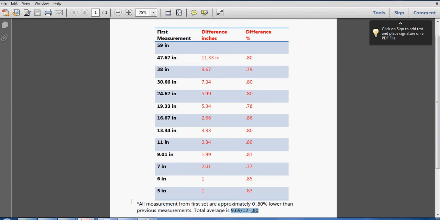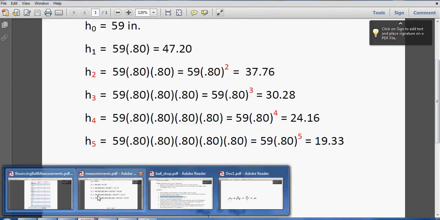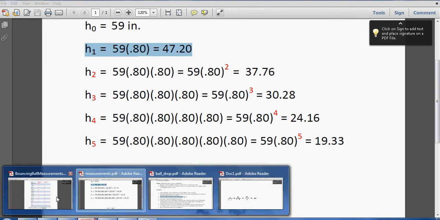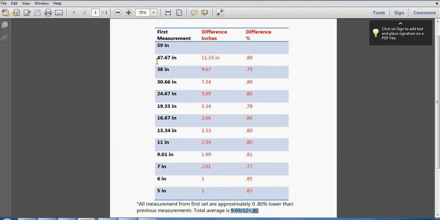So I used those numbers, and I determined my a_n, and just to give you a short breakdown here, my original height was 59 inches. My first rebound was 59 times 0.8, which was 47.2. And if I follow this exactly, multiplying it by 0.8, you'll notice that the actual measurement was about 47.67.